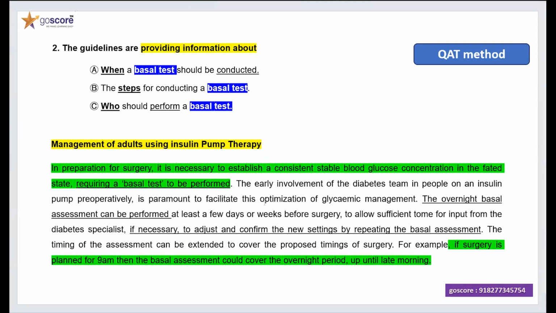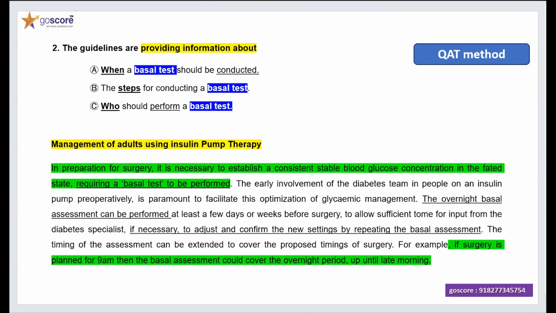Why other options are wrong? They didn't mention regarding the steps for conducting a basal test. Who should perform a basal test? Otherwise, they would have mentioned, right, what a consultant or a nurse or whatever it is. So they will mention, right, who is going to perform the basal test. So they didn't mention anything regarding that. And the steps for conducting basal test also didn't mention.